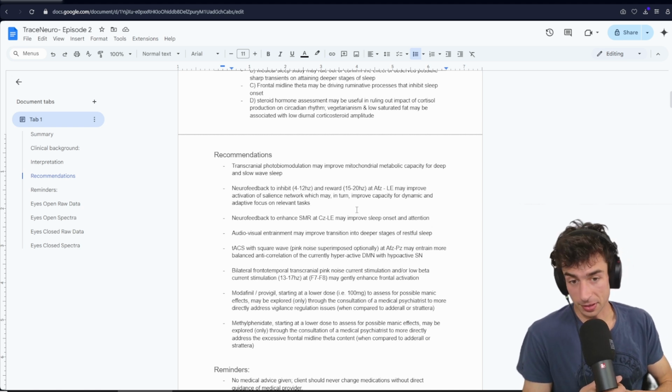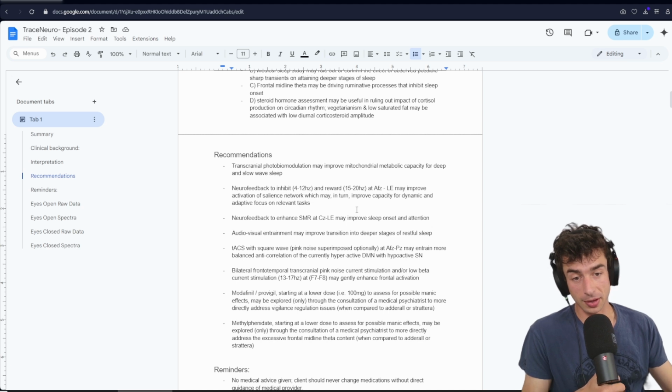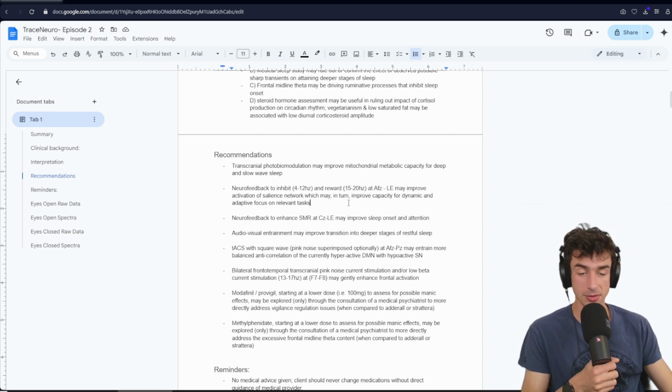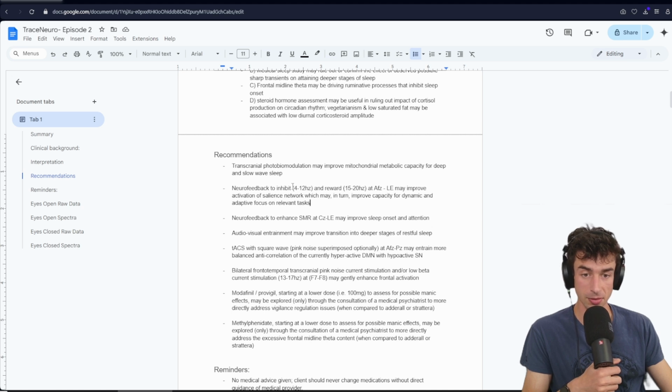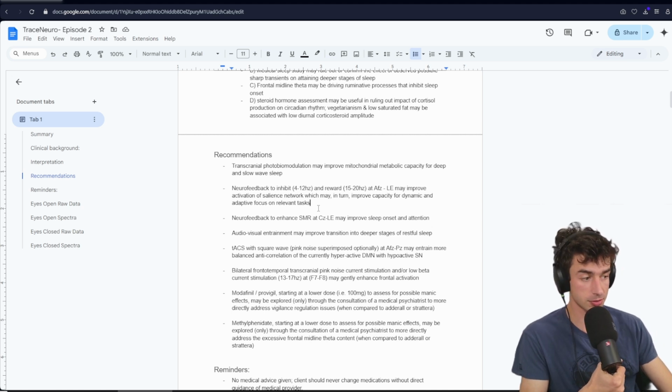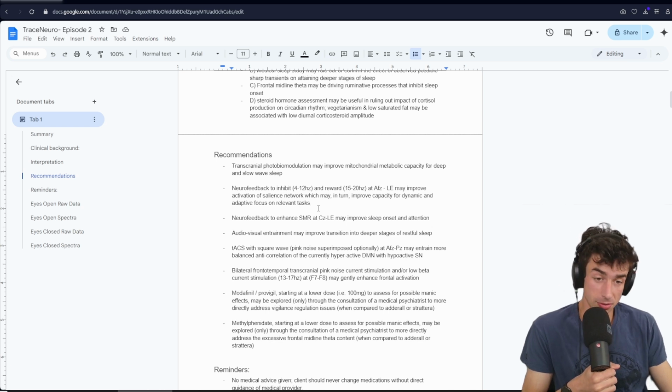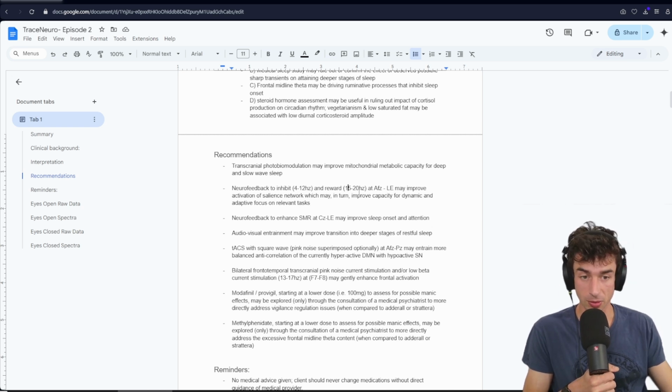Neurofeedback, right? Classic protocol that I think this is a real good candidate for is inhibiting that slow activity in the front of the head. So you set inhibit from 4 to 12 hertz, and then you can reward the low beta if you want to, and this 15 to 20 is really just a suggestion, or you can just inhibit the slow and see what happens, right? Turning on that salience network.